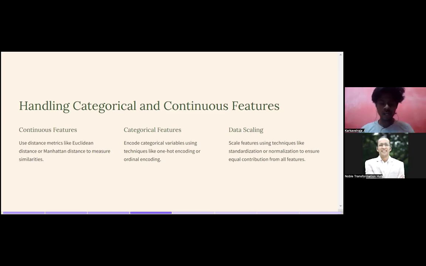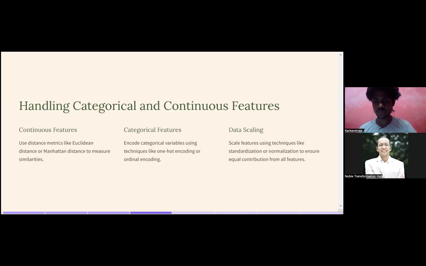So how do we handle the data in KNN, K nearest neighbor? Continuous features we can handle by using the distance formula. For categorical features, we need to use one hot encoding and ordinal encoding. And data scaling is one of the powerful things, it ensures equal contribution from all the features. So this is all about handling categorical and continuous features.